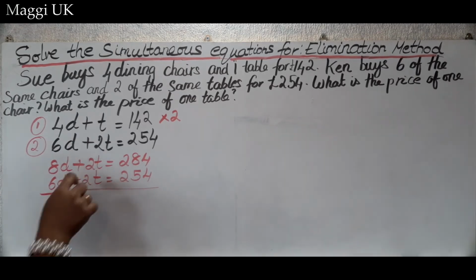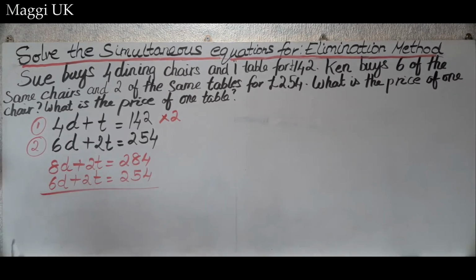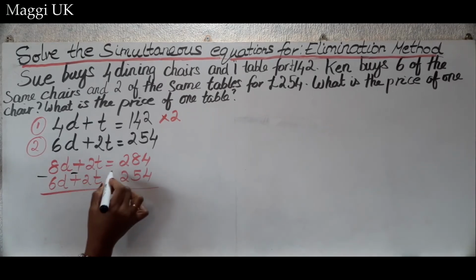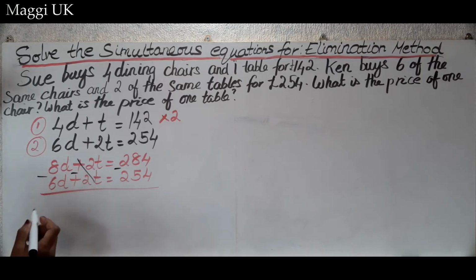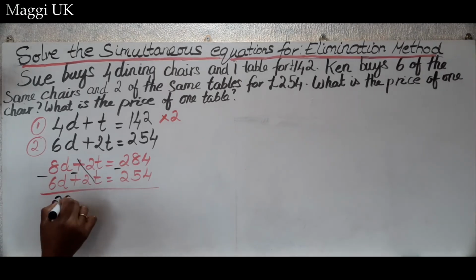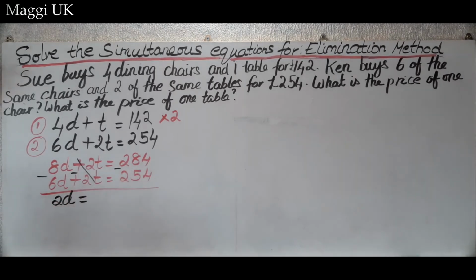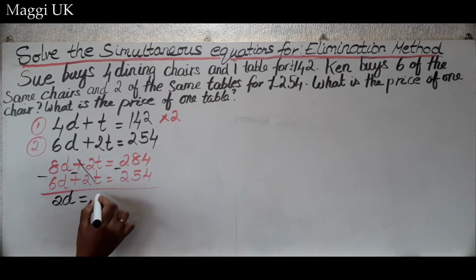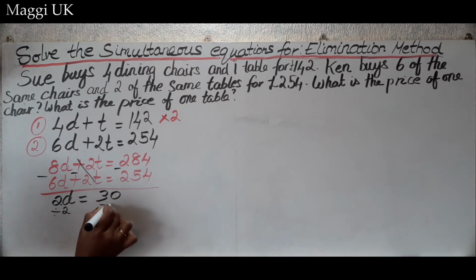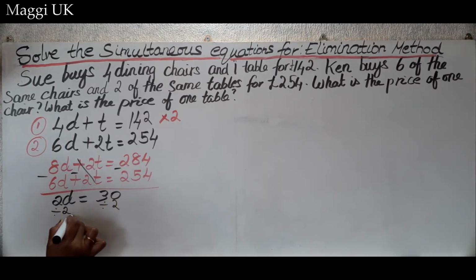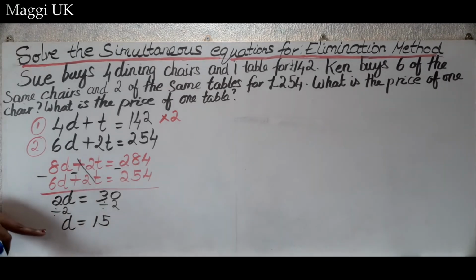Now we have positive and positive, so we are going to change everything to minus, and that will be cancelled off. So 8 take away 6 will be 2D. 2D equals 284 take away 254, which is 30. Now we divide by 2, which gives you D is equal to 15. So now we got the value for D.